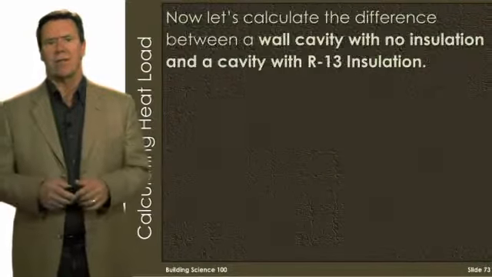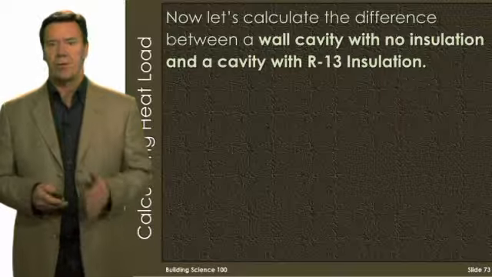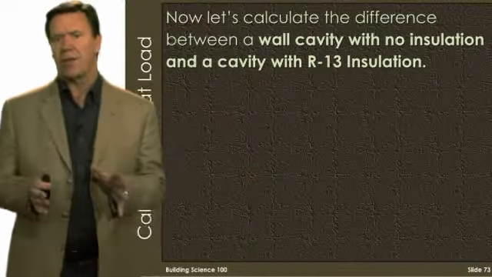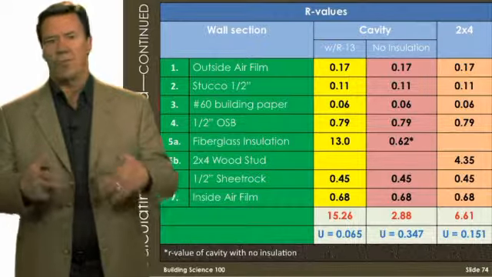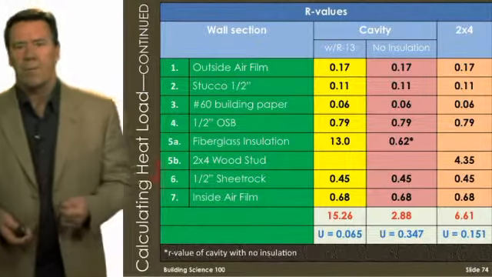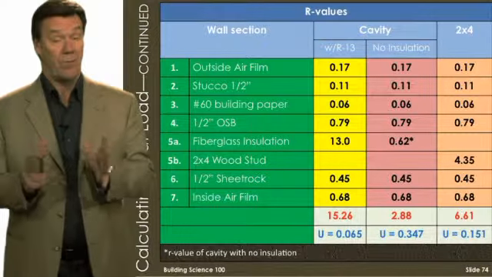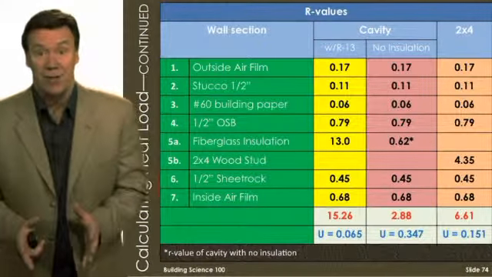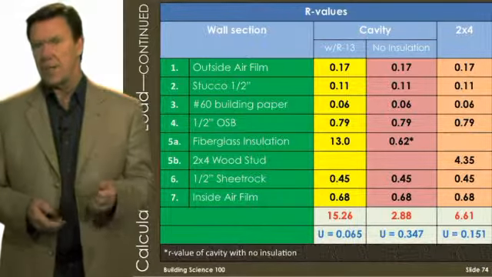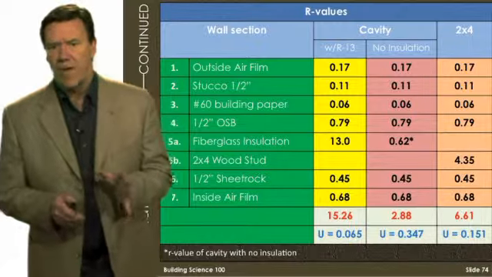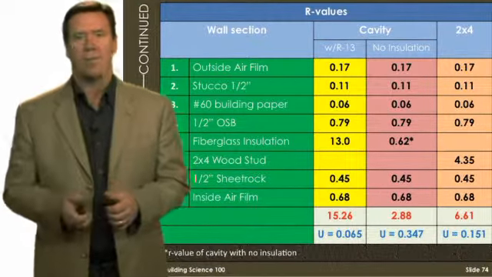So let's calculate the difference between a wall cavity with no insulation and a wall cavity with R13. If we look at the calculated R value of a wall, when we look at this air film, stucco, sheetrock, all the building components, we end up with an R value slightly over 15. When we look at the R value of a wall cavity with no insulation in it, it's less than 3. Now, the R value of a typical stud is about 4.35. However, when you add all these other components to it, it ends up being slightly over 6.